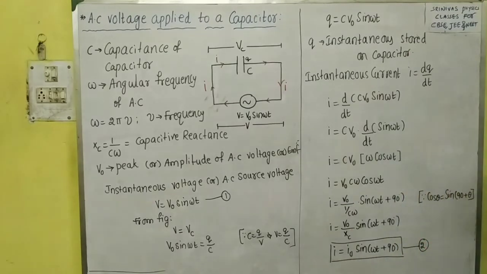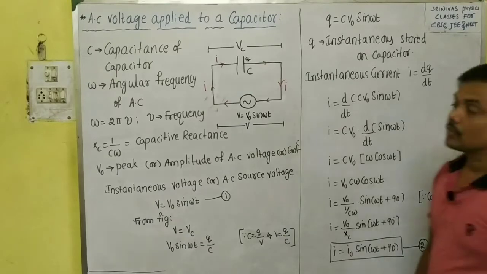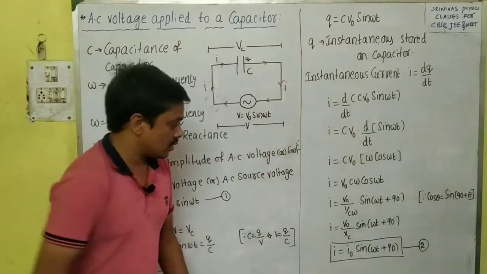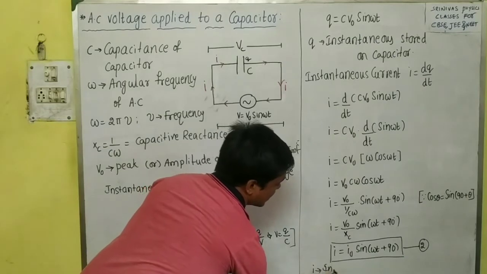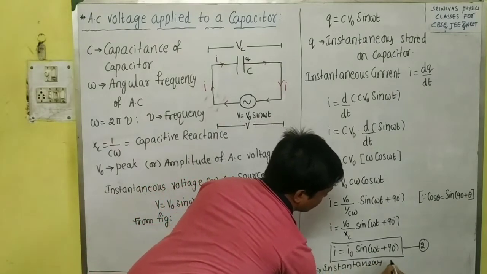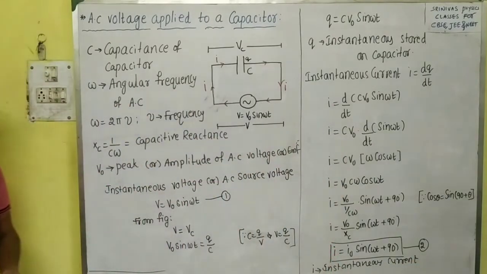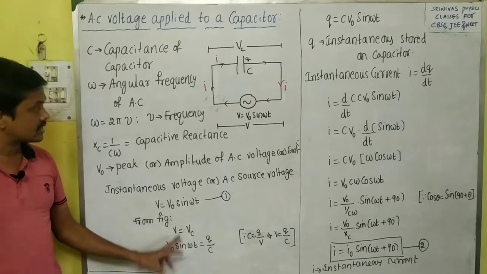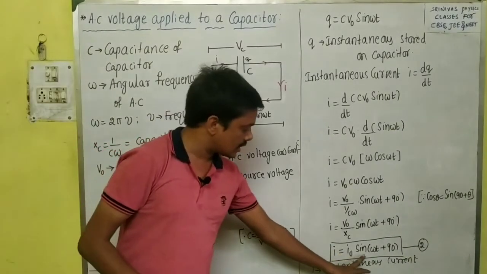But in this, what is the peak value of current? Here we are considering the peak value of current as V naught by Xc, right? Okay, this one we derived, that is, in this I is the instantaneous current, right? Instantaneous current means current at any instant of time. Then the voltage equation, the AC source voltage, instantaneous voltage, and the instantaneous current are also in terms of sine.